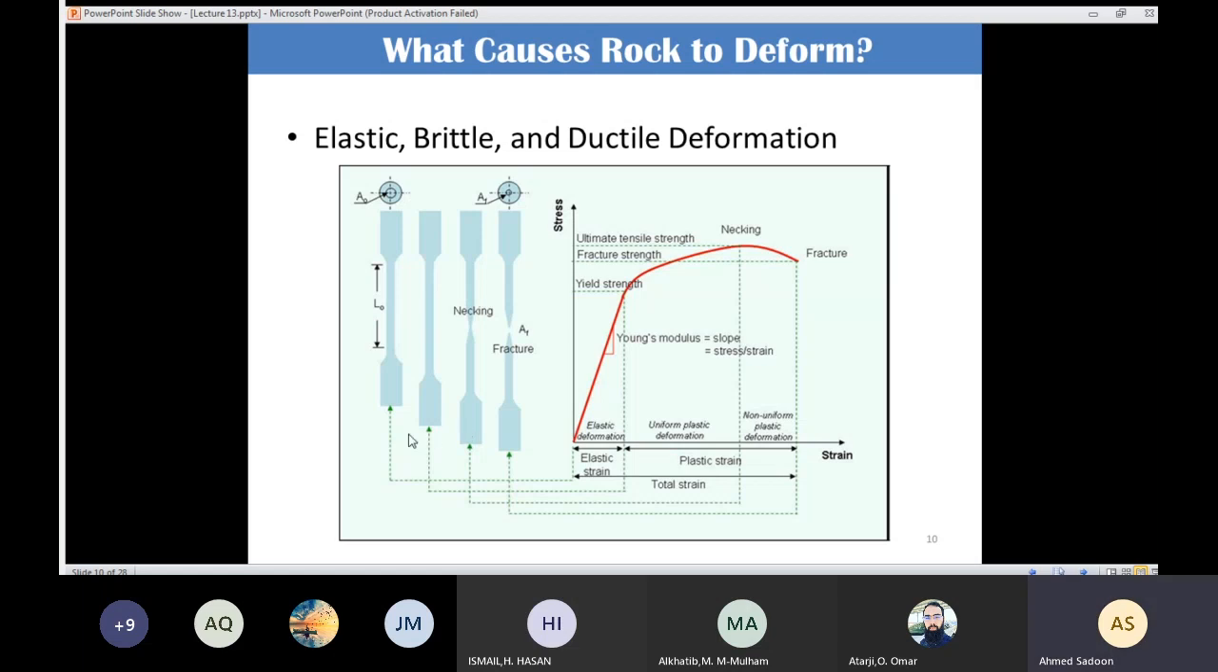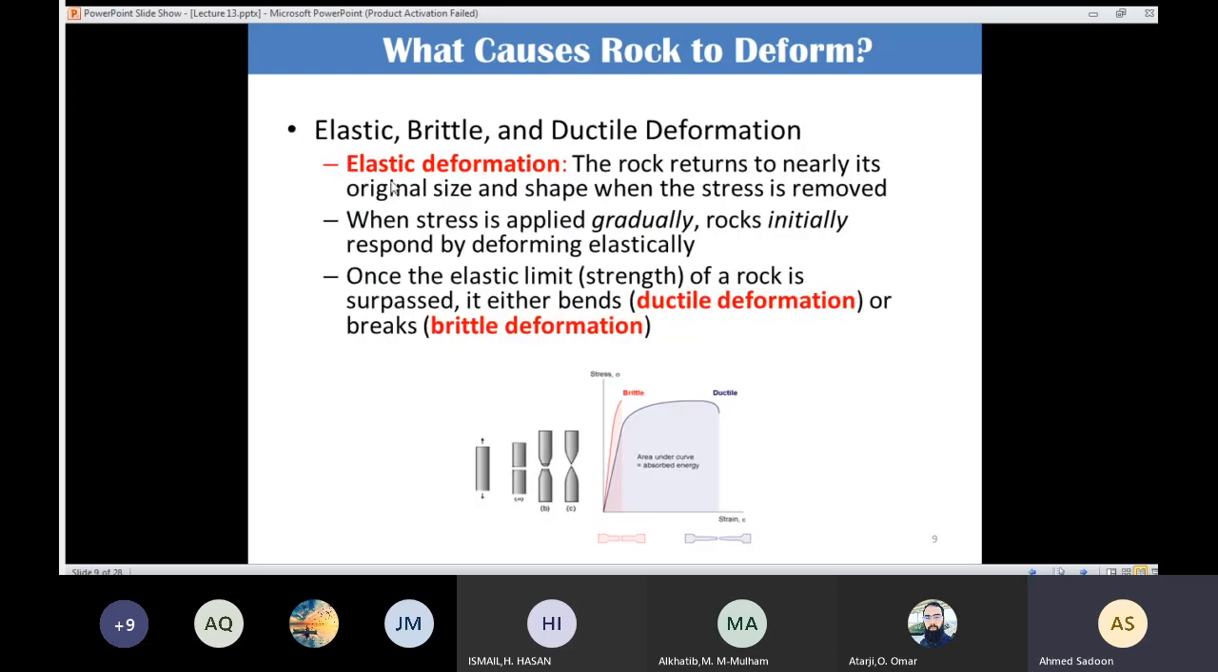So as long as the material can get back to its original length, we are going to say that we have elastic deformation. So if you apply a stress to a rock, and if you release or remove the stress, the rock will get back to its original shape. In that case, we are going to say that we are having elastic deformation. So the rock returns to nearly its original size and shape when the stress is removed.